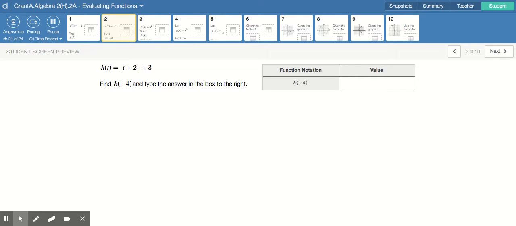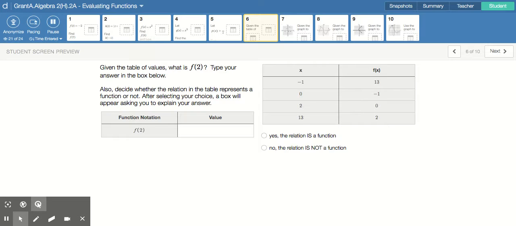In reviewing the evaluating functions homework, on slide 2, one of the functions you had to evaluate was the absolute value of t plus 2 plus 3. So what I wanted to draw your attention to was what happens when you take the absolute value of a function. When I plug in an x value of -4, I end up with -4 plus 2, which is a -2. However, the absolute value function turns any negative number into a positive, so this -2 becomes a +2. +2 plus 3 is 5, so h of -4 is 5.